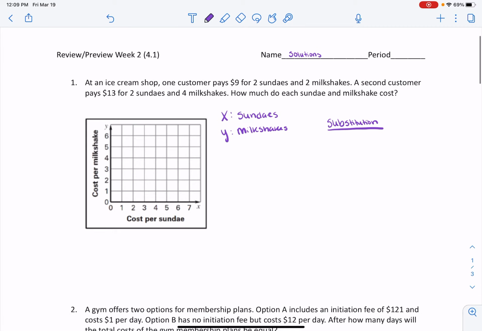So the first one says at an ice cream shop, one customer pays $9 for 2 sundaes and 2 milkshakes, and a second customer pays $13 for 2 sundaes and 4 milkshakes. How much do each sundae and milkshake cost? So a couple ways we can think about this.